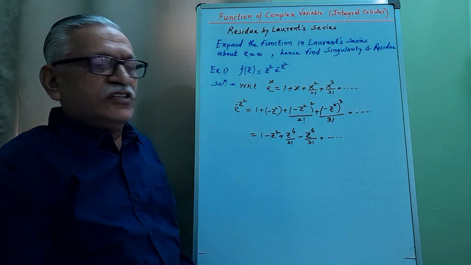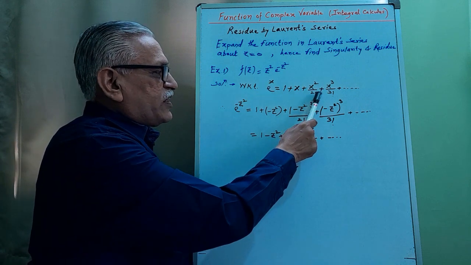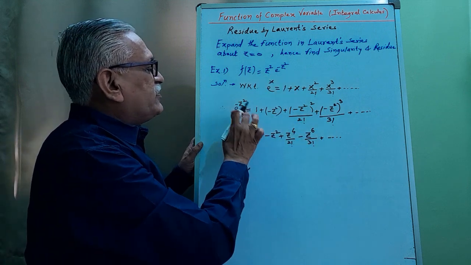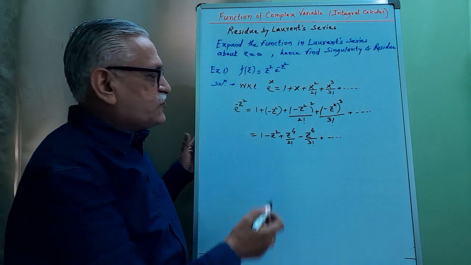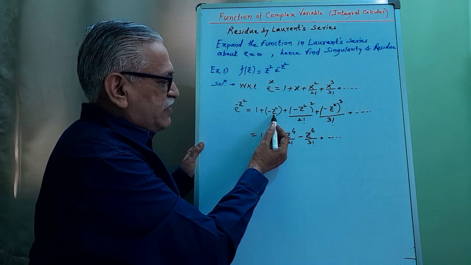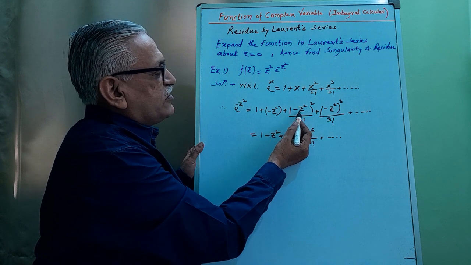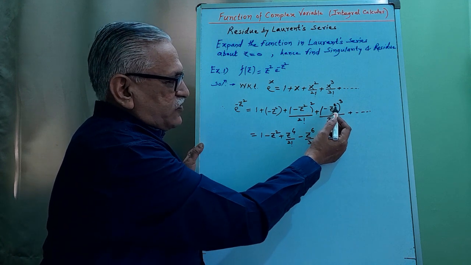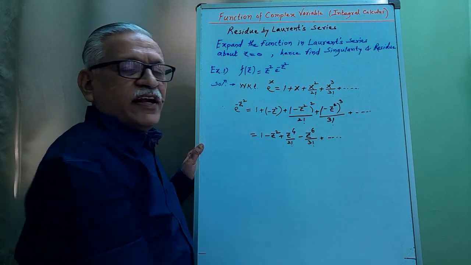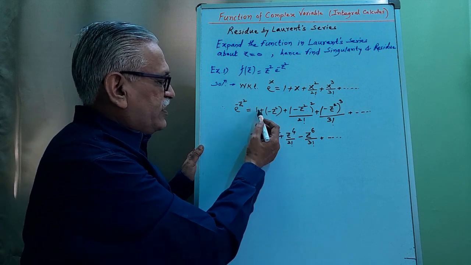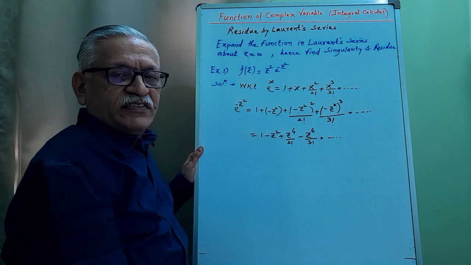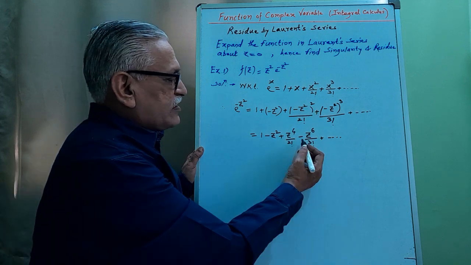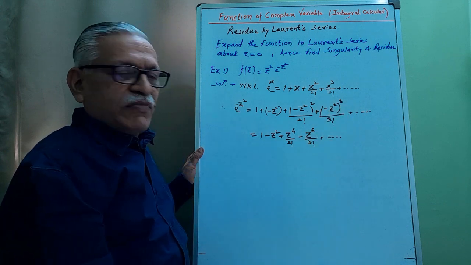e raised to x is equal to 1 plus x square by 2 factorial plus x cube by 3 factorial and so on. Therefore, replacing x by minus z square, we get the value of e raised to minus z square as 1 plus minus z square plus square of that term, minus z square squared, divided by 2 factorial, plus minus z square cubed divided by 3 factorial and so on. Simplifying it, we get the first term as 1, then the second one as minus z square, the third term as plus z raised to 4 by 2 factorial, minus z raised to 6 by 3 factorial and so on.